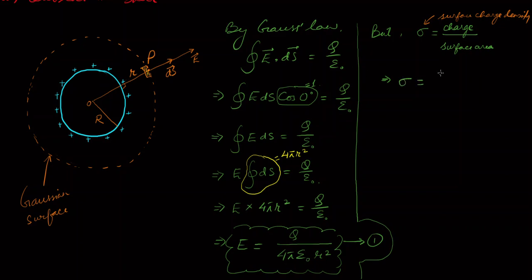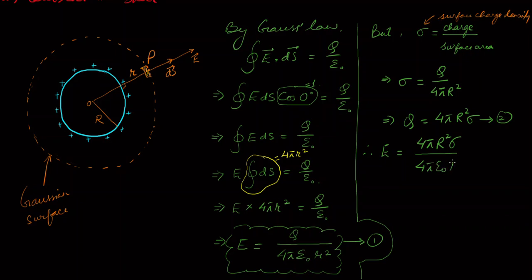So sigma here will be charge Q divided by the surface area. Again, this is a sphere, so the area is 4 pi r square, where r is the radius of the sphere. Therefore Q will be 4 pi r square into sigma. Call this equation 2. Let's substitute Q here. So E is equal to 4 pi r square sigma by 4 pi epsilon naught r square. You can cancel 4 pi and 4 pi. So you get E is equal to sigma capital R square by epsilon naught small r square.